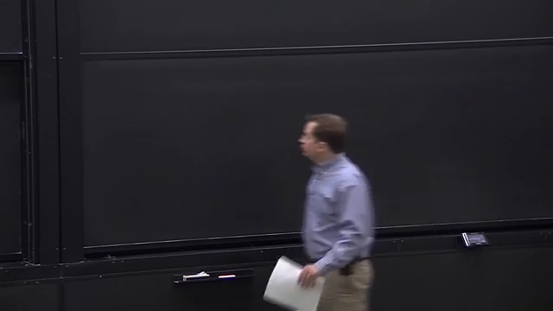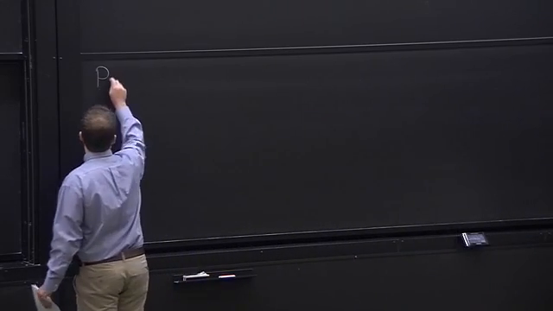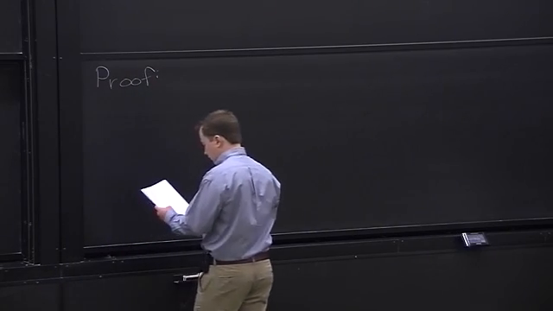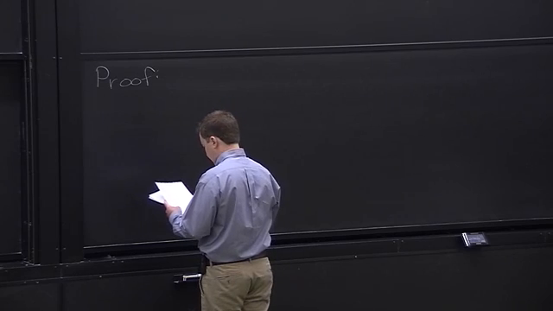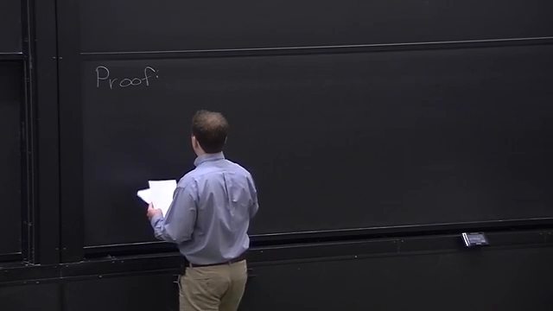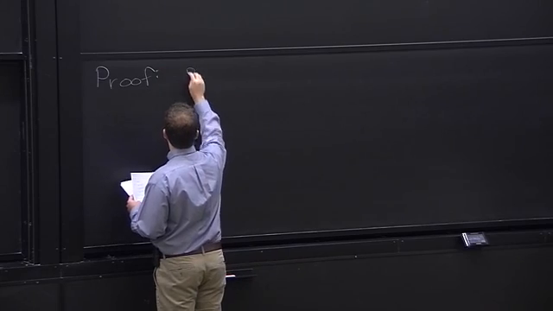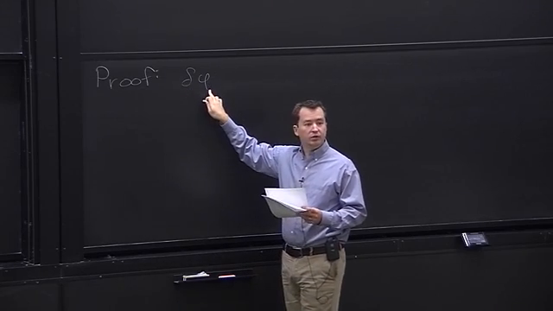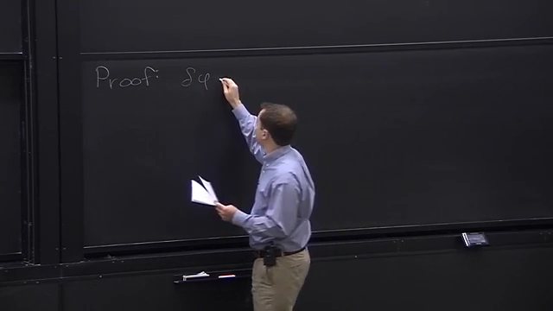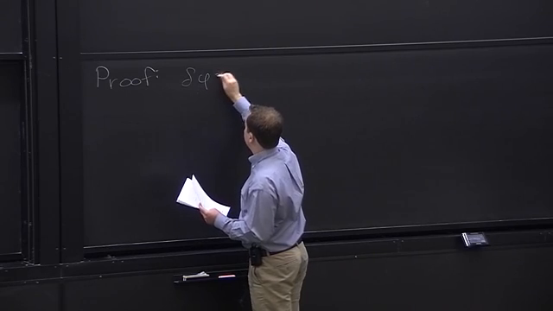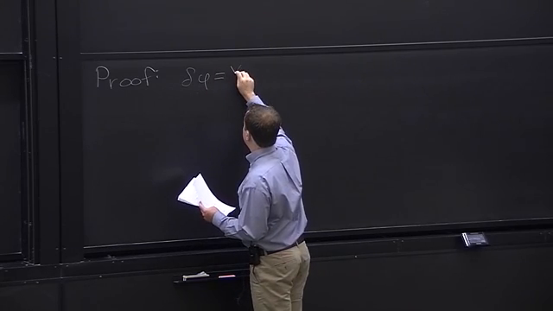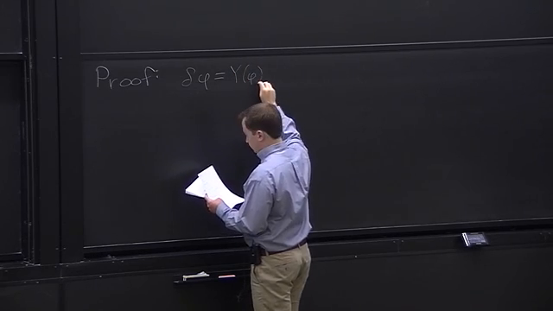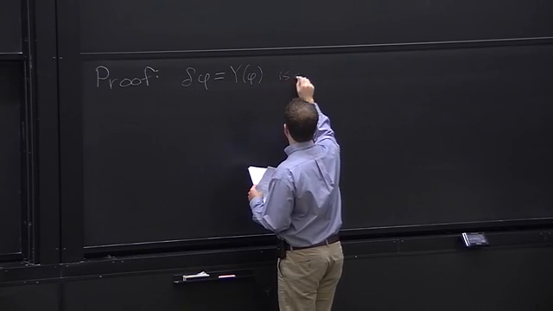Okay, so let me give you a proof of Noether's theorem. We say that some variation in the fields is a symmetry, and let's give a name to the variations that are symmetries. Let's say that it's some function y of the fields. So this is a symmetry.